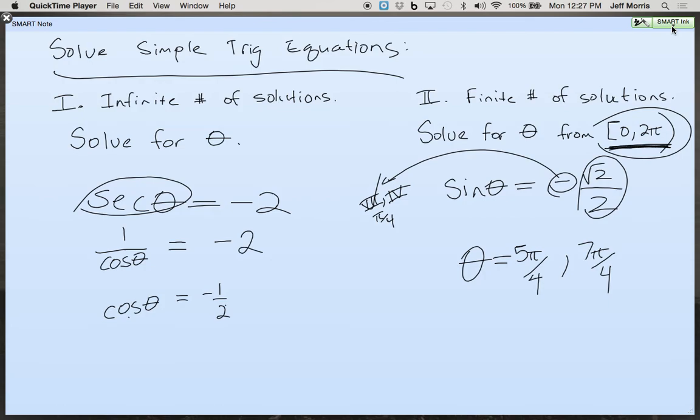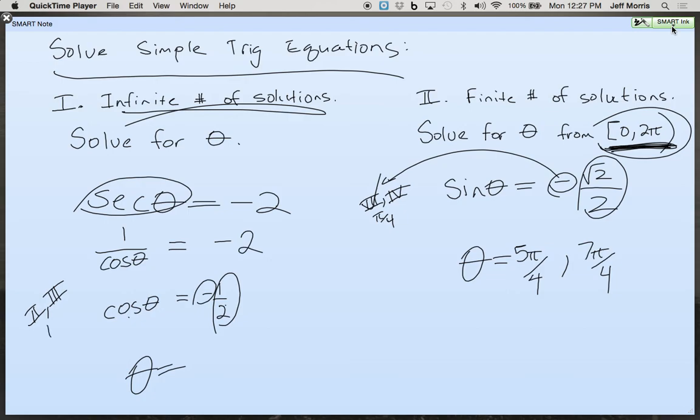Now I go, all right, theta. Now here's the part. We've got an infinite number of solutions. Here's the twist, okay? We know, how many answers are there in one rotation? 2. So go after the 2 answers first. Where is cosine negative in one rotation? Be careful here. Quadrant 2, and quadrant where? 3. What reference angle does cosine equal 1/2?